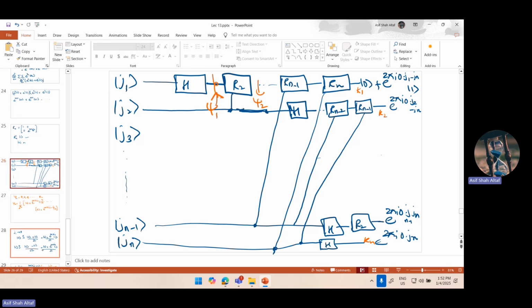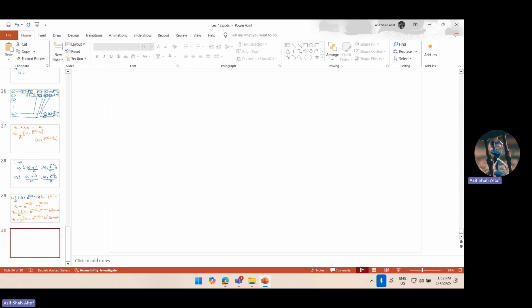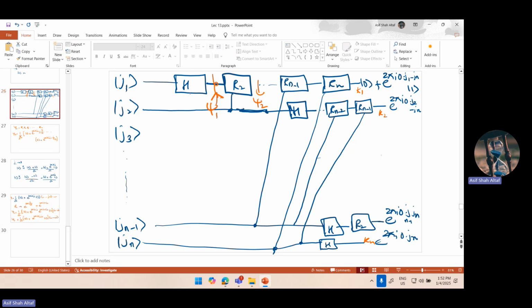Now let's try to calculate the computational complexity of this algorithm. To compute that, the first line requires one Hadamard gate, followed by n minus 1 R gates, right? So you have one Hadamard gate and you require n minus 1 R gates. So in total, you require n operations, and the total number of gates required is n.